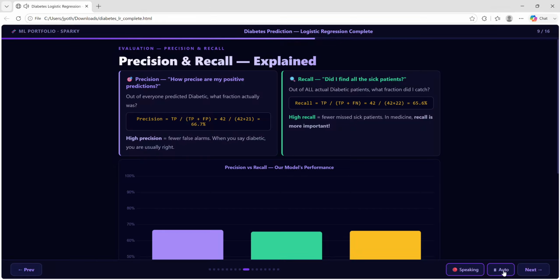Now precision and recall, 2 of the most important metrics in medical AI. Precision asks, of all the patients I predicted as diabetic, how many actually were diabetic? Our precision is 42 divided by 42 plus 21, which is 66.7%. Recall asks, of all the actual diabetic patients, how many did I correctly identify? Our recall is 42 divided by 42 plus 22, which is 65.6%. In medicine, recall is more critical. We want to catch as many diabetic patients as possible.